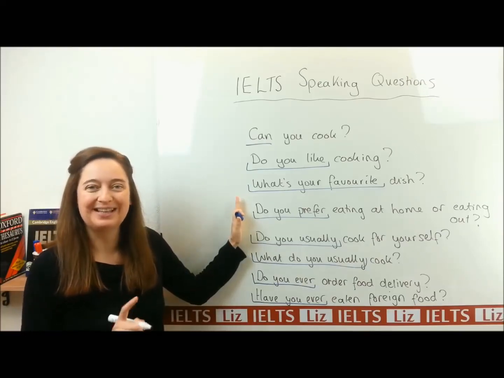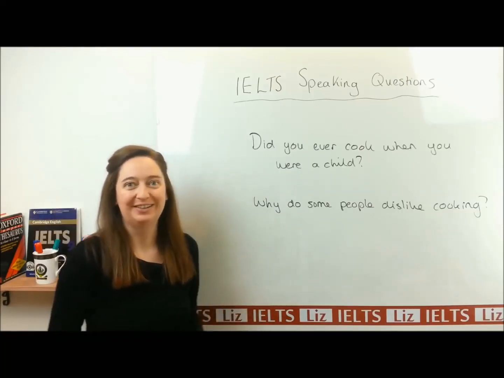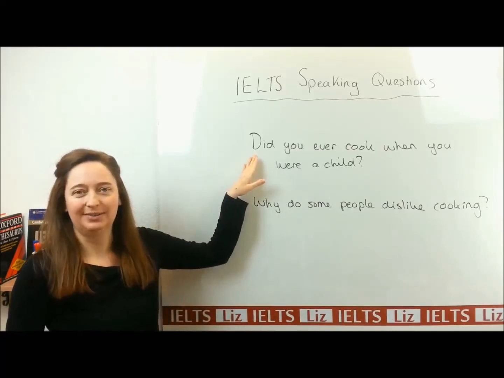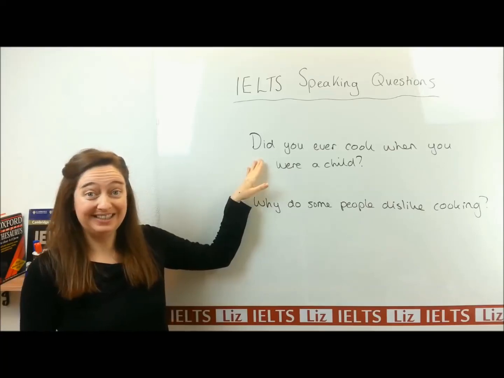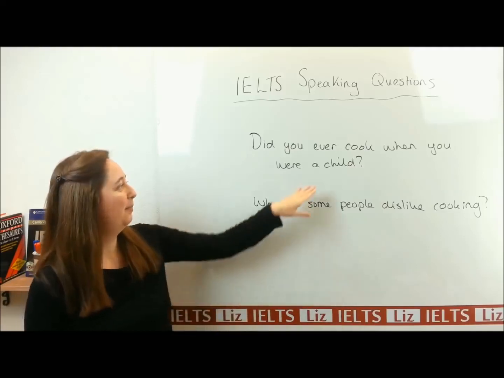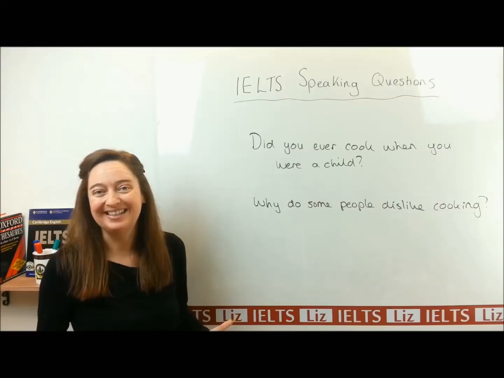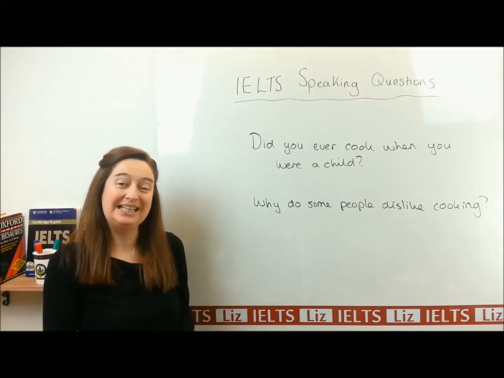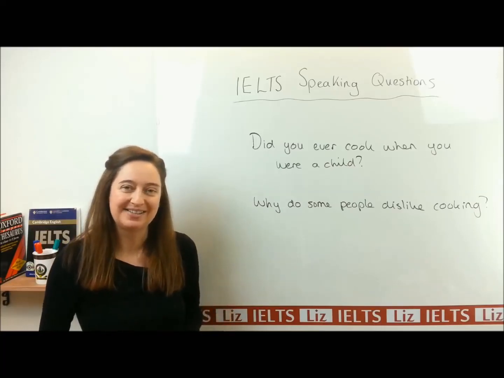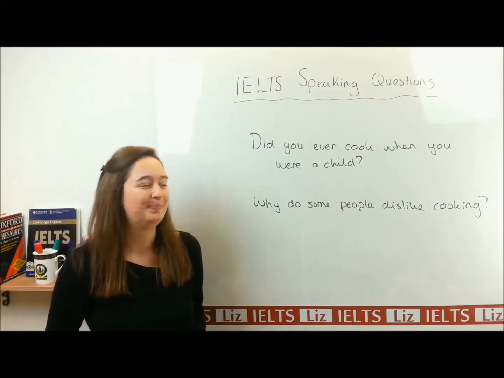Now, there are a couple more, so let's look at the last few. Here are the last two types of questions for IELTS Speaking Part 1. This one, did you ever cook when you were a child? It's very important that you pay attention to this question because this is a clear past tense question about your childhood. And of course, this is testing your past tense, your grammar. So it's very important that you listen for the tense in the question because this is a language test. If you don't give a past tense answer, that might be a problem.